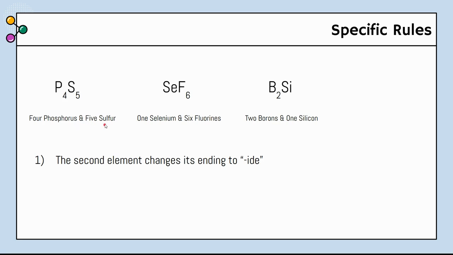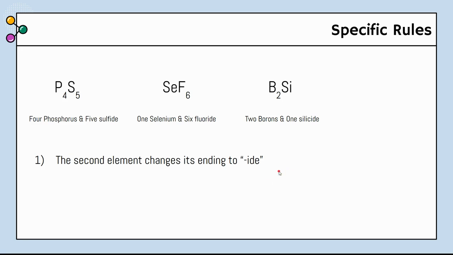So instead of sulfur for our first compound, that second element, we're going to change it to sulfide. We'll hang tight on this for a second. In our second compound, instead of ending with fluorine, we're going to end that with fluoride instead. And for our last compound, instead of silicon, we're going to change that to silicide. It's very similar to our ionic compound naming. The second element gets an -ide ending.